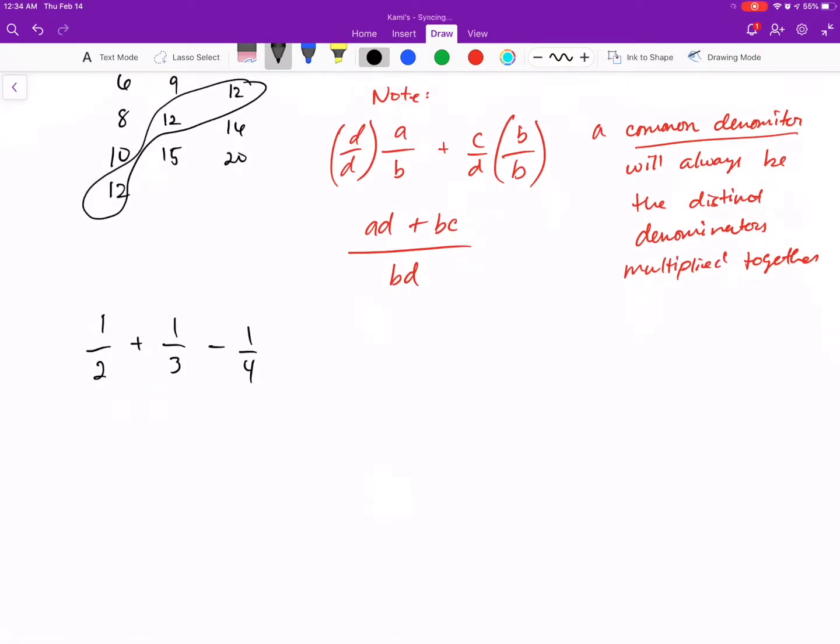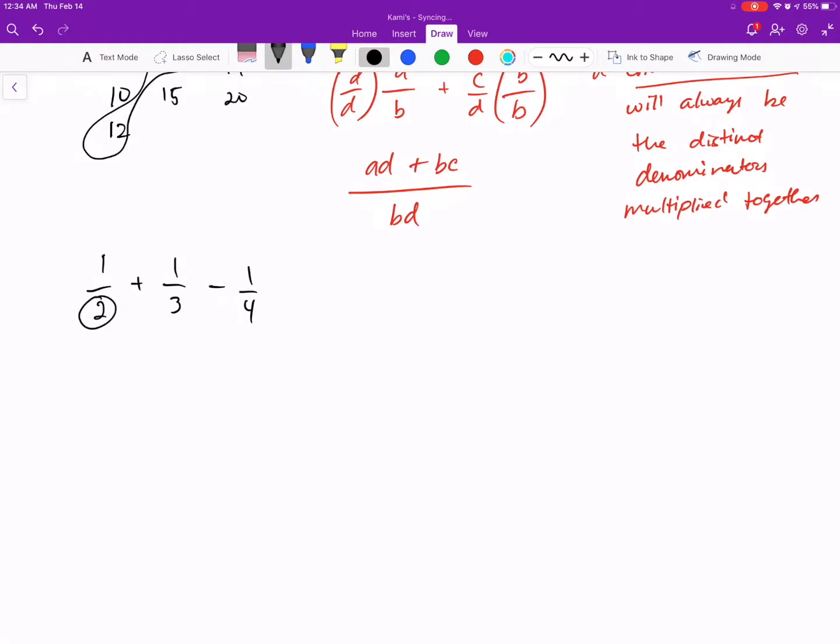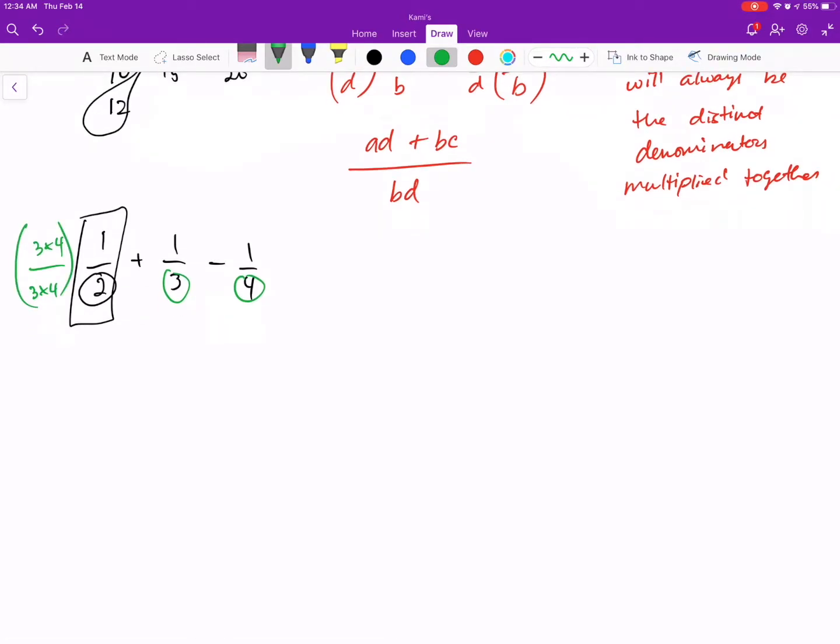So if we use this formula, we're going to take this denominator and multiply this fraction by what's missing, right? So it's missing a 3 and a 4. So I'm going to multiply it by 3 times 4 over 3 times 4. Now 3 times 4 is just 12. So 12 times 1 will be 12, and 12 times 2 is 24. Alright, now we do the same with the other fractions.